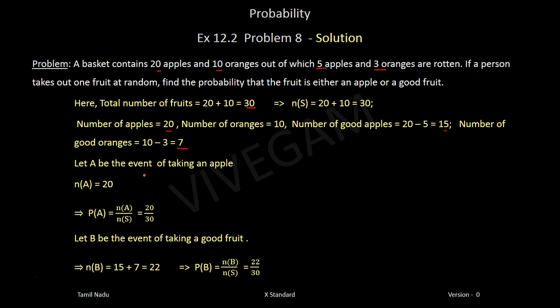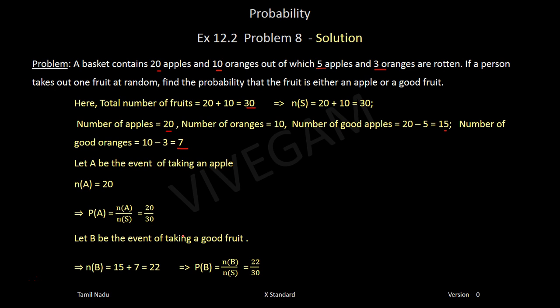So let's start. Let A be the event of taking an apple. What is n of A? N of A is the number of apples, so that is 20. So probability of A is n of A divided by n of S. N of A we just calculated as 20, and n of S, the total number of fruits, is 30. So that is 20 divided by 30. Now don't simplify it, keep it as it is.